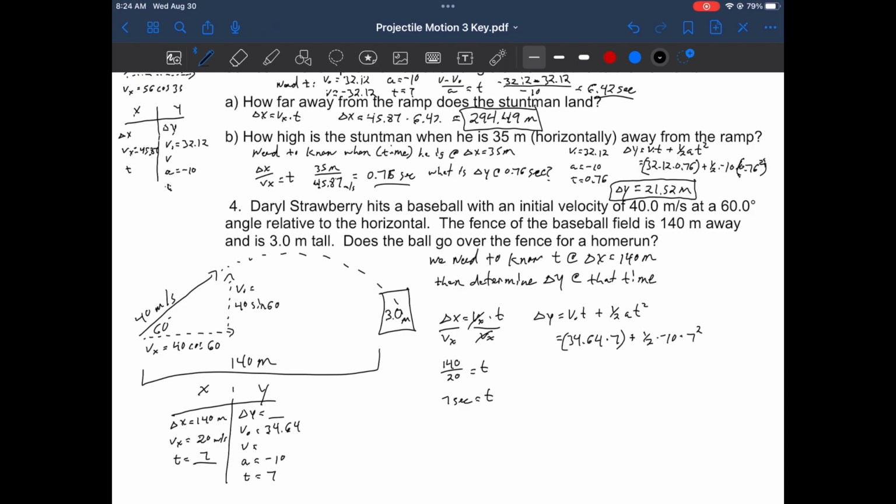On the left part, the part that's in the parentheses, 34.64 times 7, I get 242.48, and then I'm going to add to that negative 5 times 49, so 5 times 49. So I get 242.48 minus 245. Ooh, it's a negative number. It looks like it's negative 2.52. So the ball has hit the ground short. It would be underground at this point if it was allowed to move that way. It falls short, it does not go over the fence, doesn't even hit the fence.